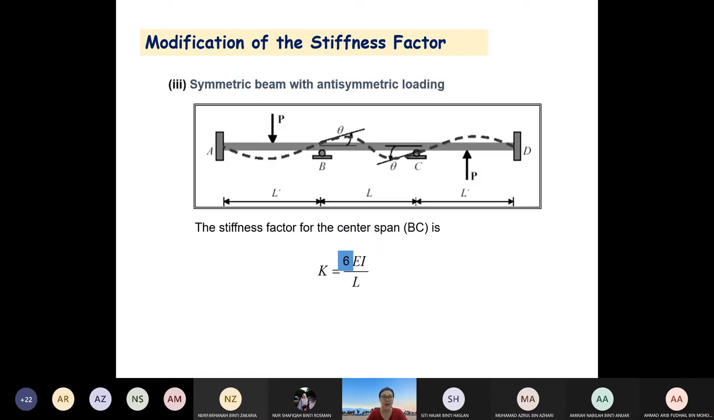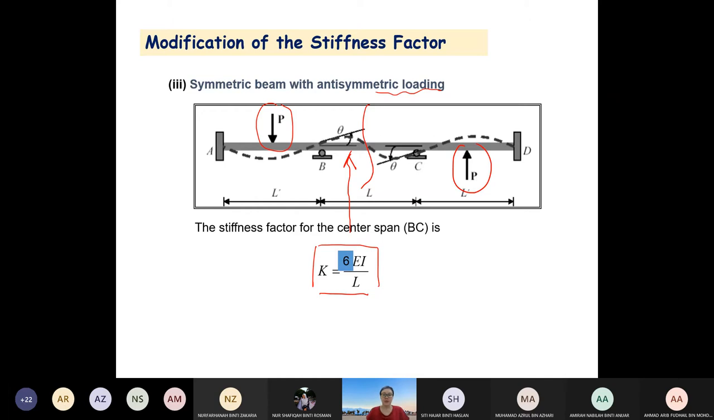And if your beam has symmetrical geometry but with anti-symmetric loading, similarly you can carry out only a half beam analysis, and for the center span BC, you use K equal to 6EI over L.